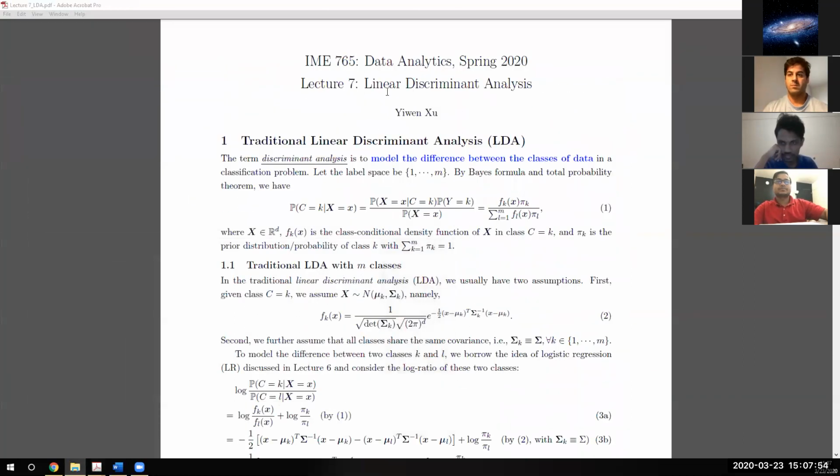Then let's have a look at discriminant analysis. First, what does discriminant mean? In English, discriminant means something very different. It's going to be distinguished from others, something very different from others. This is the meaning of discriminant. And for discriminant analysis, the point is here.